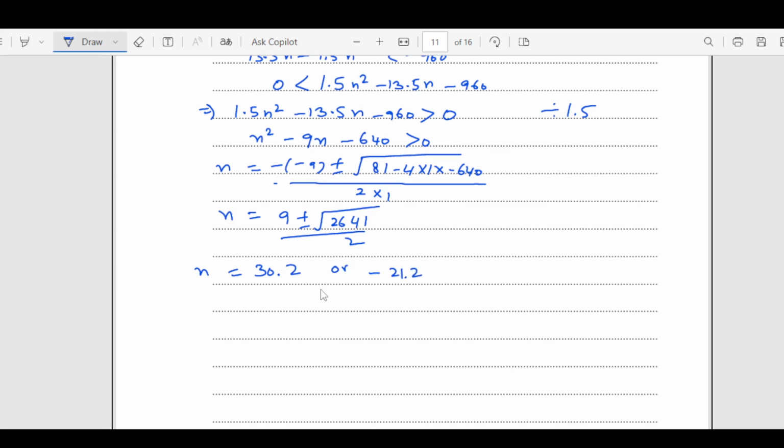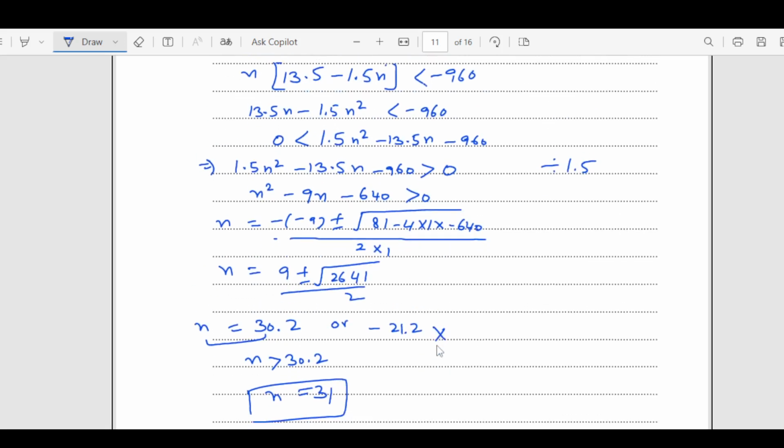Now the equation was greater than 0, so sorry, n is actually greater than 30.2. We can't take the negative value, because the number of terms cannot be negative. So greater than 30.2 means n is going to be 31. That's how we get the value of n as 31 here.